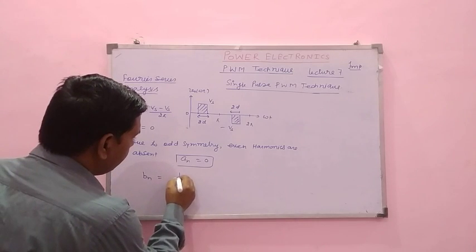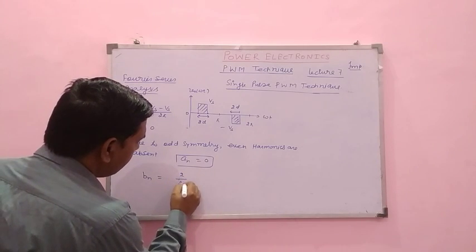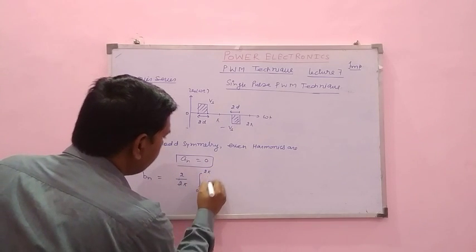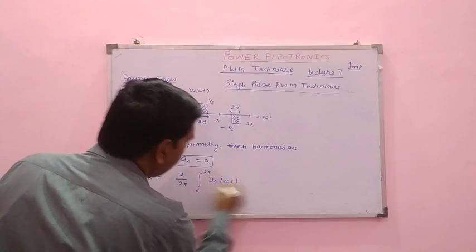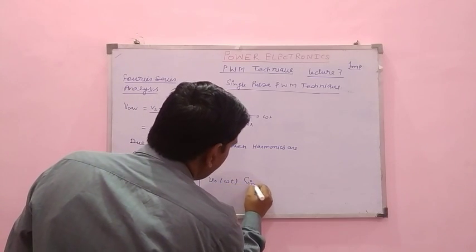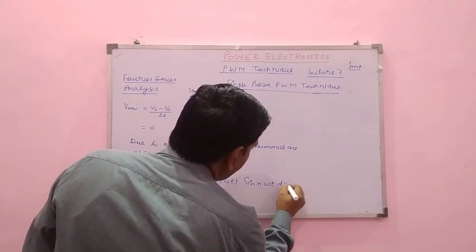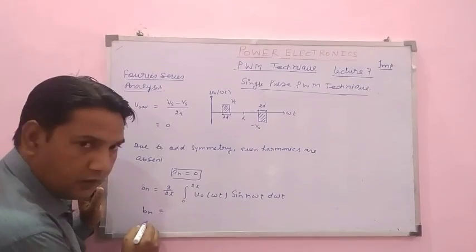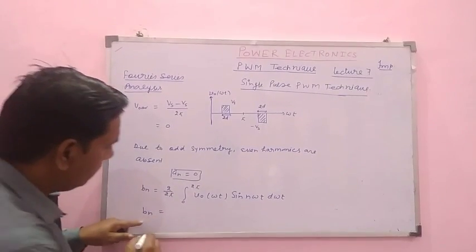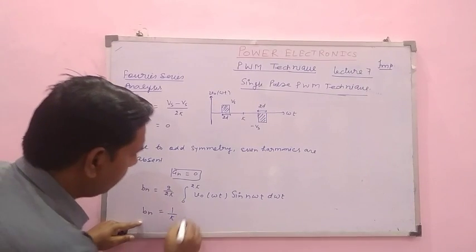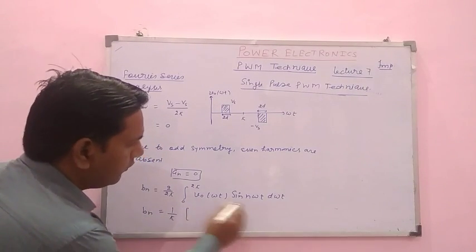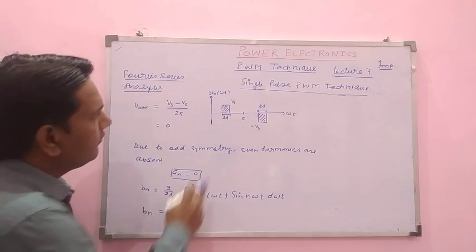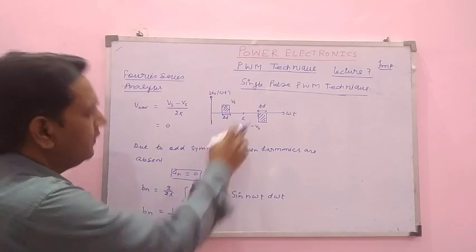So bn is equal to 2 upon time period, which is 2 pi, integration 0 to 2 pi, v naught as a function of omega t, sine n omega t, d omega t. You know the formula. So bn will be equal to 1 upon pi, integration of output voltage sine n omega t with respect to omega t. Before it, we have to see what are the lower limit and upper limit.